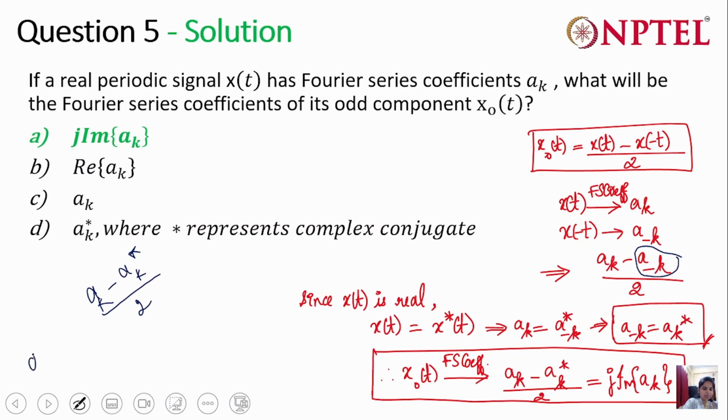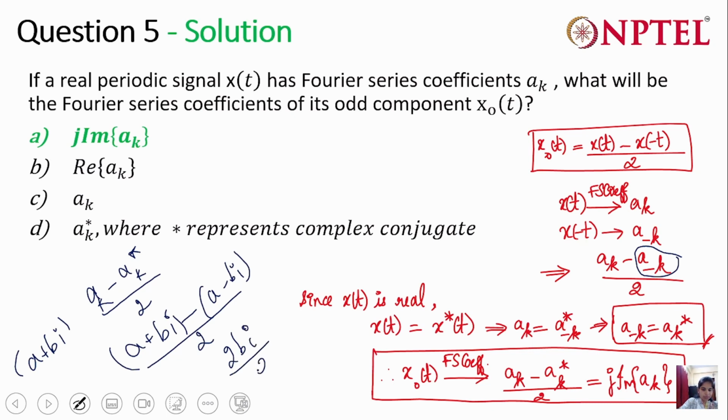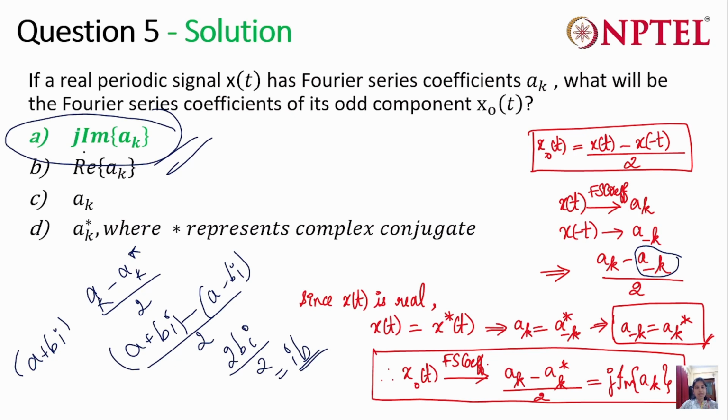Let's write ak as a plus bi, okay? So a plus bi, and this is ak conjugate, so it's minus a minus bi, by 2. If you see here, we will be getting 2bi by 2, wherein I'll be just getting i times b. So what does i times b mean here? It is i times the imaginary part of ak, right? So the answer is i times the imaginary part of ak.